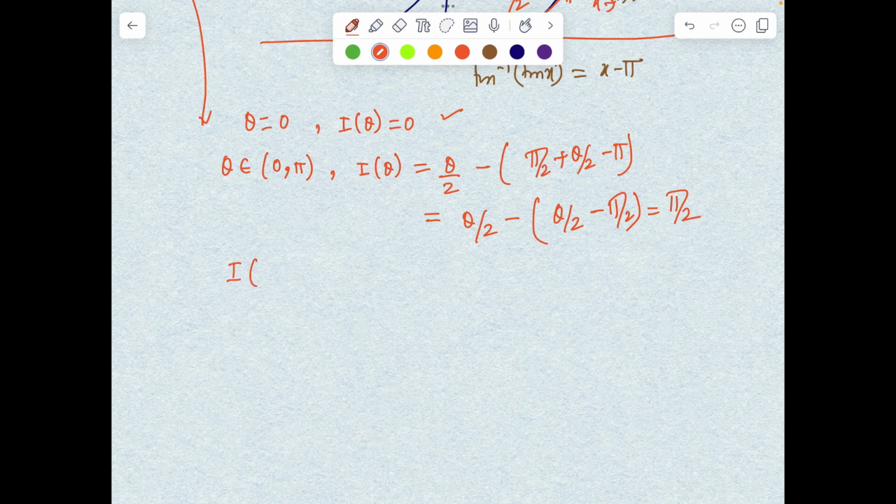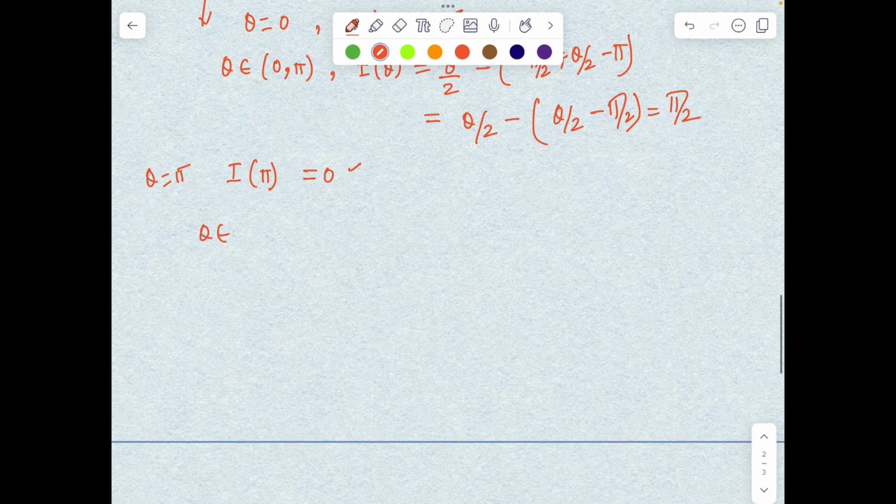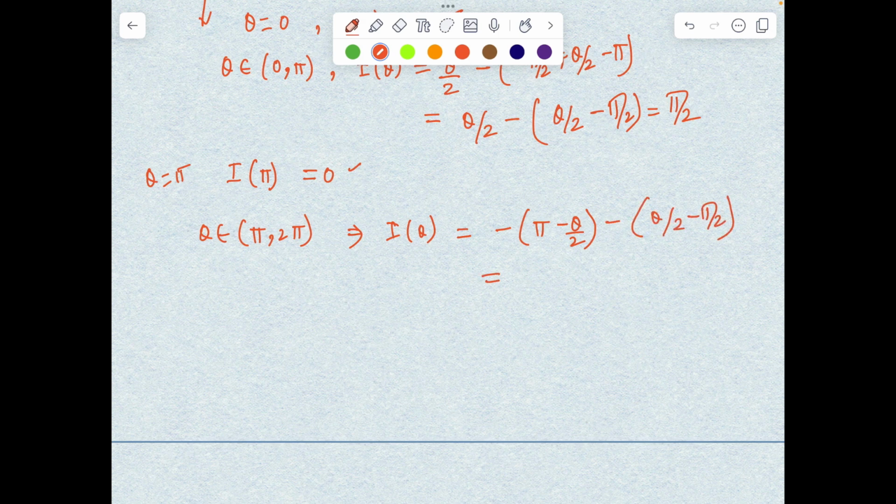Now what is the value at I pi? The value when theta equals pi, that we have separately calculated, it's 0. Again, if theta belongs to, let's say, pi to 2 pi, so in the pi to 2 pi interval I can calculate I theta. The first bracket is going to be minus of pi minus theta over 2, and the second bracket that you can check is theta over 2 minus pi over 2, and that gives me theta over 2 minus pi minus theta over 2 plus pi by 2, and this gets cancelled. We have minus pi over 2 as the answer.